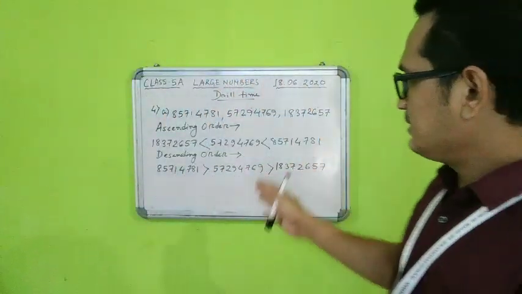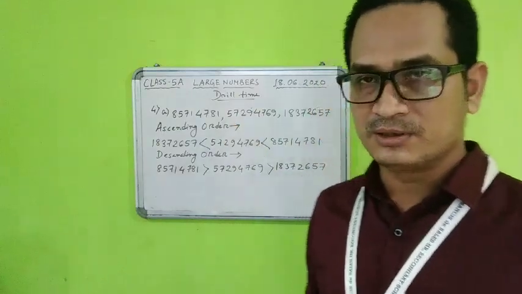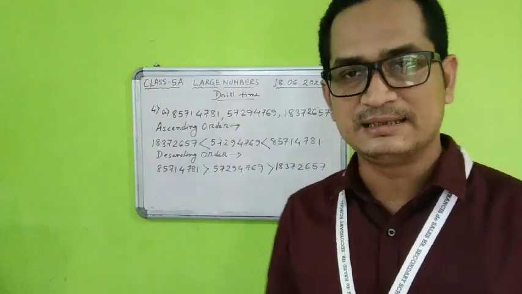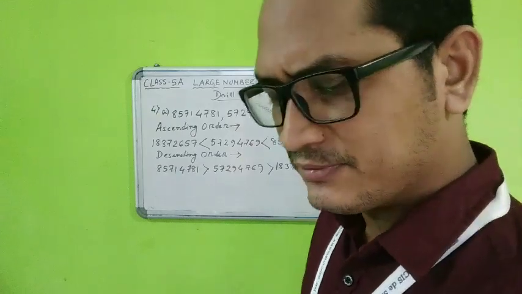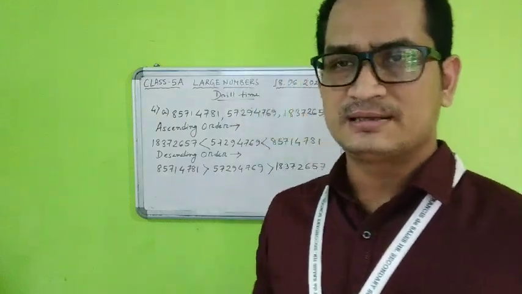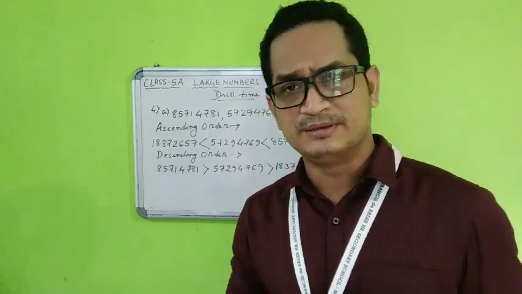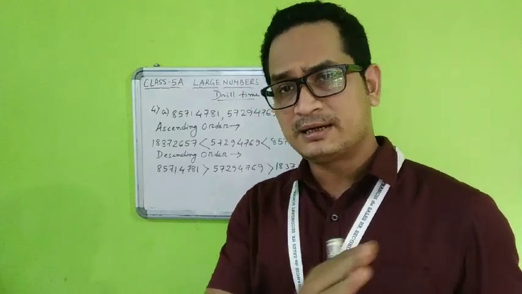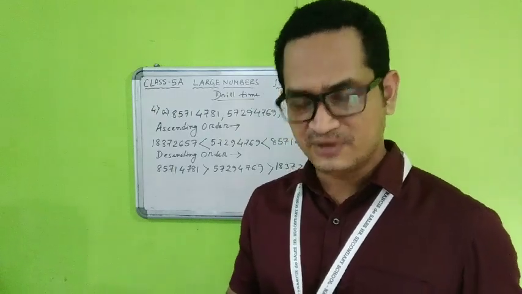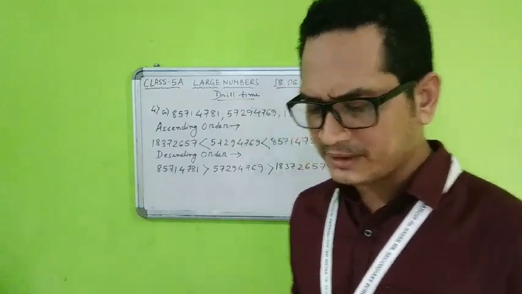So students, you can see we already got the clear answer for both ascending and descending. Fine. So this is very easy. First thing you have to do is compare whether they have the same number of digits or different number of digits. If they have the same number of digits, start comparing from the left hand side. That's it. Fine. So number A I have done.